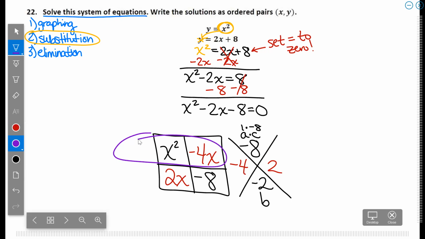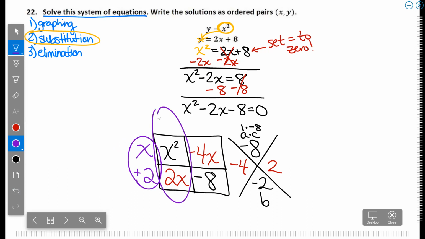These top 2 right here, x squared and negative 4x, what do they have in common? X. What about these bottom 2, 2x and negative 8? What's the biggest thing that goes into those? Positive 2. We take the sign that's next to it. So x plus 2 is a factor. Now I'm going to go vertically. X squared and 2x, what do they have in common? X. And negative 4x and negative 8. Negative 4.